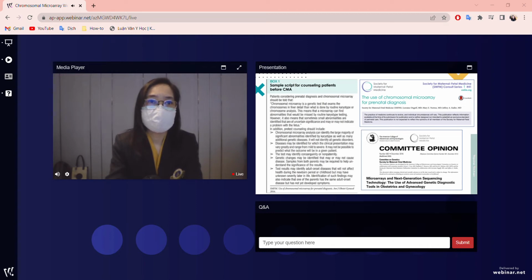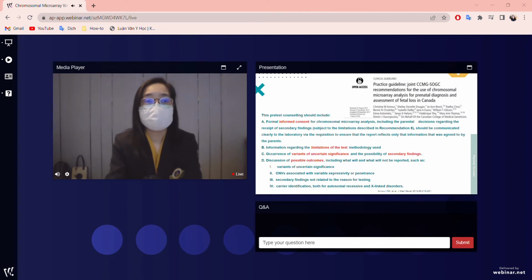Also, the additional counseling should include that the CMA can identify microdeletions or duplications, but it will not identify all genetic disorders. And if the result comes back positive, a disease may be identified, but the symptoms may vary greatly, ranging from mild to severe, and sometimes it may not be possible to predict what the outcome will be in the fetus. You also need to give information about consanguinity, non-paternity, and adult onset disease. I think these are all the concerns or information that we need to talk to the couples about.